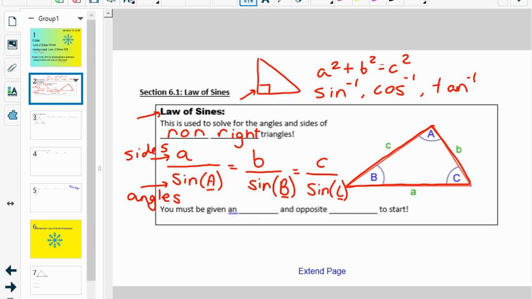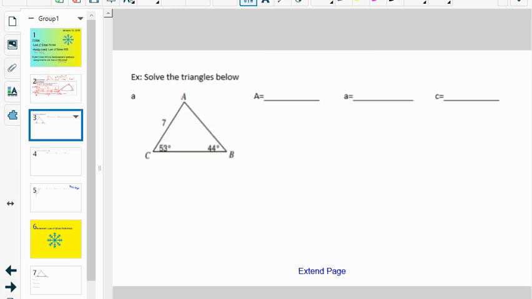It's going to make more sense when we get to an example. Something you have to be given in order to use this law, you must be given an angle and an opposite side to start using the law of sines. Okay, let's see what we have for our first example. We have the triangle drawn for us. We know angle C is 53, angle B is 44, and side B is 7. All right, and it looks like we're missing angle A, side C, and side A.